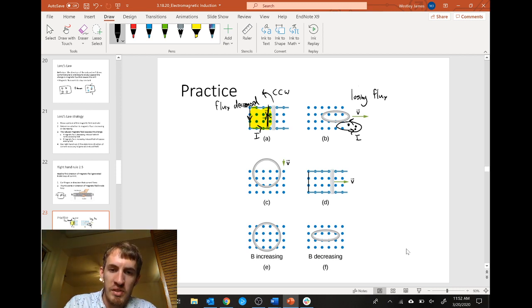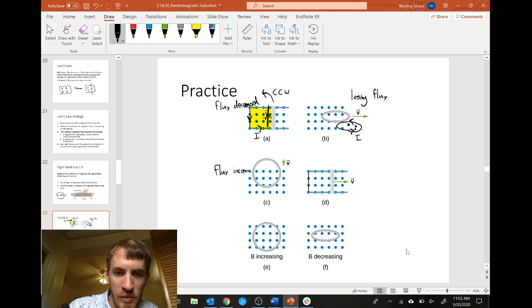So let's go ahead and do C. We see that C moved from a place of no magnetic field to a place where there was magnetic field. So did the number of field lines increase or decrease? AKA, did the flux increase or decrease? The flux increased because I'm going from having less lines to having more lines.